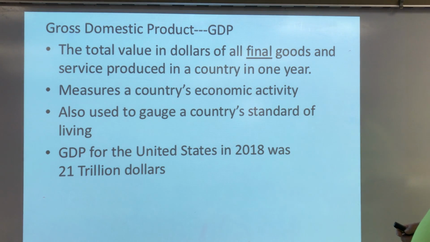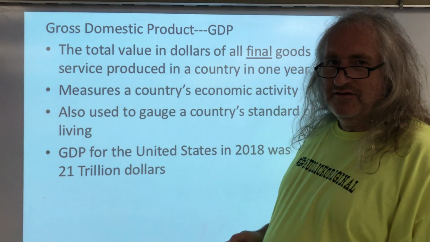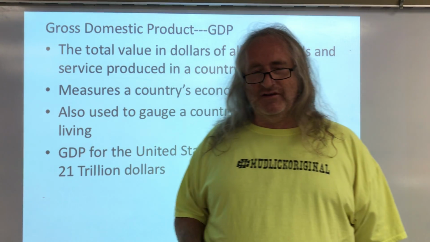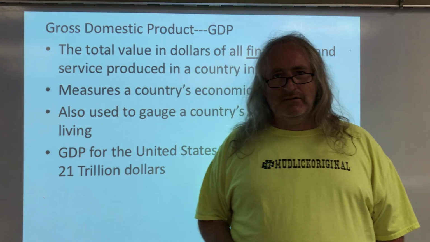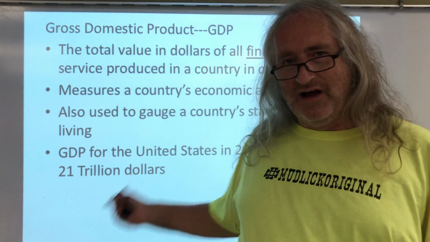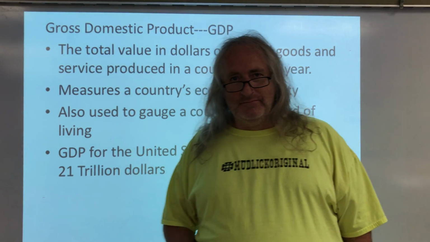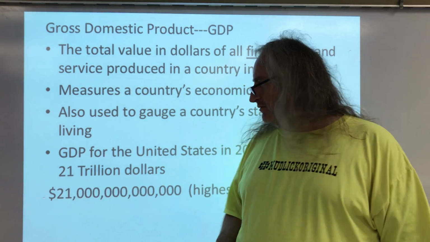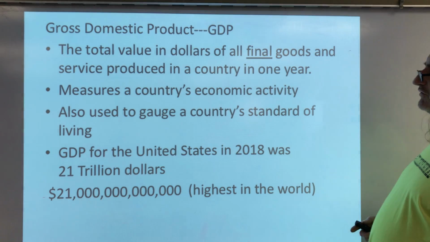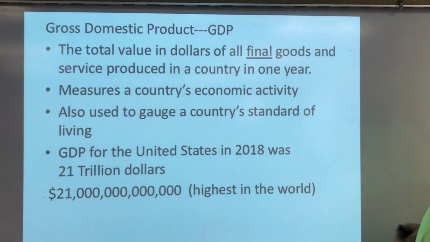The GDP in the United States in 2018 was $21 trillion. So my question to you is, is there anyone with a higher GDP on average? Or are we the highest? Well, the answer is we are number one. This is what it looks like. That's what $21 trillion looks like written out. And we have the highest GDP in the world.